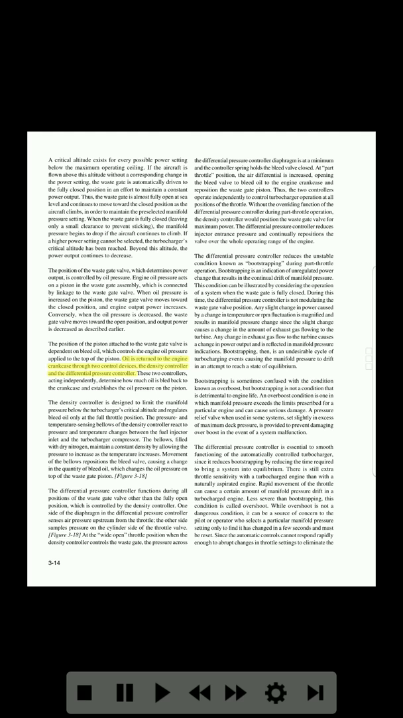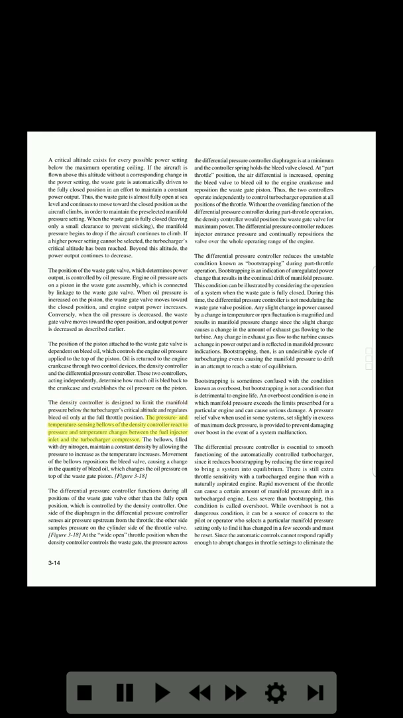Oil is returned to the engine crankcase through two control devices, the density controller and the differential pressure controller. These two controllers, acting independently, determine how much oil is bled back to the crankcase and establish the oil pressure on the piston. The density controller is designed to limit the manifold pressure below the turbocharger's critical altitude and regulates bleed oil only at the full throttle position.